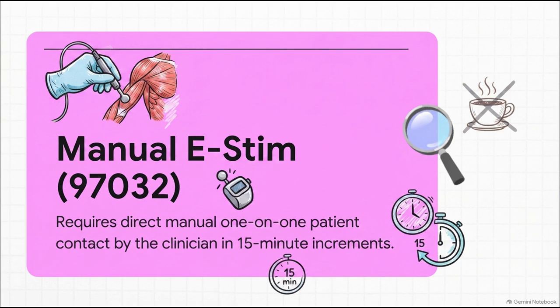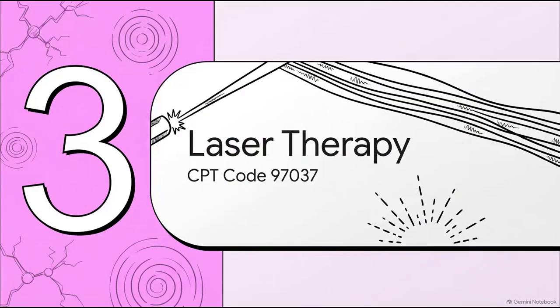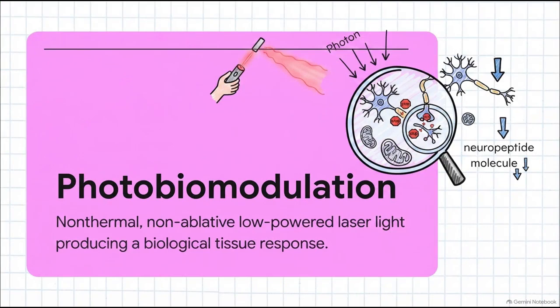But because you're right there manually guiding the therapy, CPT 97032 acts as a constant attendance modality and is billed in strict 15-minute increments. Moving right along to Section 3, Laser Therapy. CPT code 97037. Now let's see how this builds on our understanding of one-on-one therapies as we transition to our second modality, low-level laser therapy.